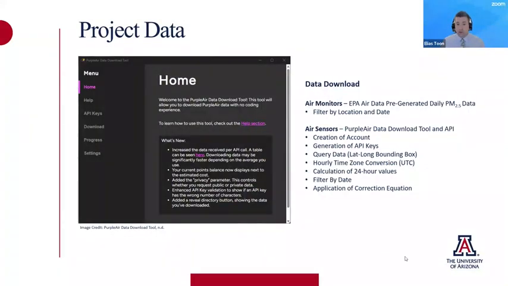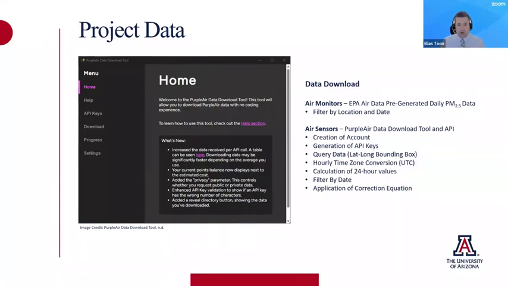For the project data, it was primarily downloaded from two locations. The first was the air monitor data, which was grabbed from EPA through their air data website. Their pre-generated daily PM2.5 data was simply downloaded and then filtered to the location and the date for the specific monitors. The air sensor data was a bit harder to obtain. It required the use of the Purple Air Data Download Tool program and use of their API.